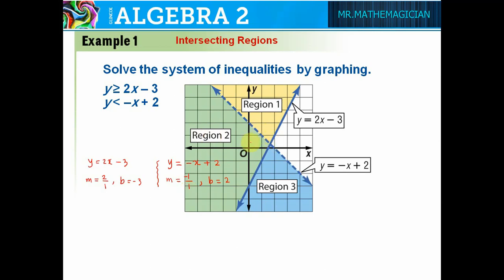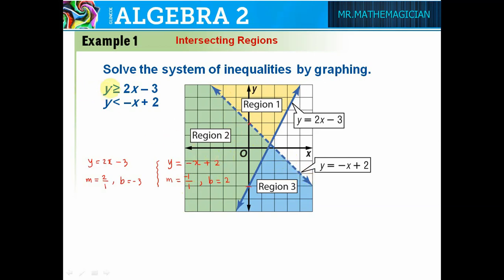So this is what's happening. Really, the first line, which is the solid line, it cuts at negative 3, as you can see. And we move 2 units up, 1 unit to the right, 2 units up, 1 unit to the right, 2 units up, 1 unit to the right. Then we join a solid line. For the second one, the y-intercept is 2, as you can see. And it moves down 1 unit to the right, 1, down to the right, down to the right, down to the right, till you join the dashed line.